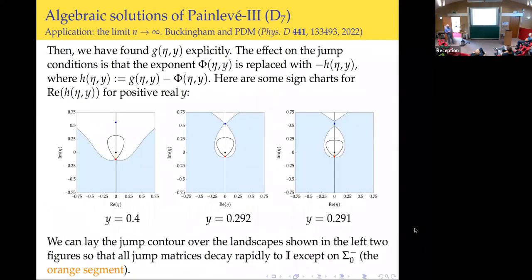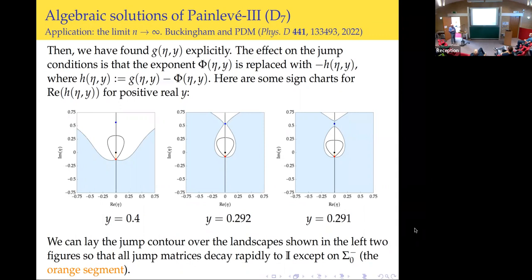Okay. So at this point, because I've specified this constant c, I have this simple root and double root configuration, and now I know what this g function is explicitly. The effect of it on the jump matrices, I think I mentioned this, is that the phase that is already present just gets modified by basically changing the sign and subtracting g like that. So we're sort of messing around with the phase in our exponents. But then you can draw some sign charts of the real part of this function h, since we know what g is and phi is. We can do that for different values of y.